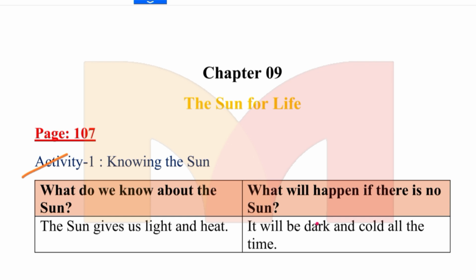Activity 1. What do we know about the sun? What will happen if there is no sun? The sun will give us light and heat. It will be dark and cold all the time. Now let's go back to the book.